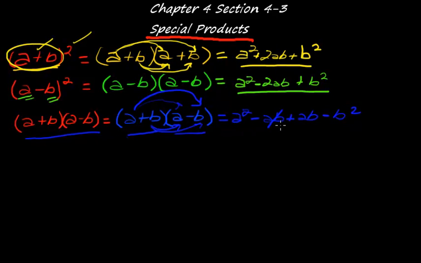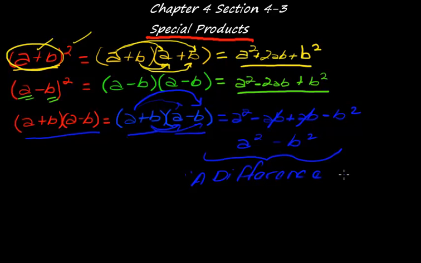You'll see that ab positive, ab negative cancel each other out, and we're left with a squared minus b squared, which is always referred to, and you will want to recognize, as a difference of two squares, or a difference of perfect squares. And that's a key thing. You're going to see this all the time, very frequently. Now, let me grab a clean screen and we'll do some problems.